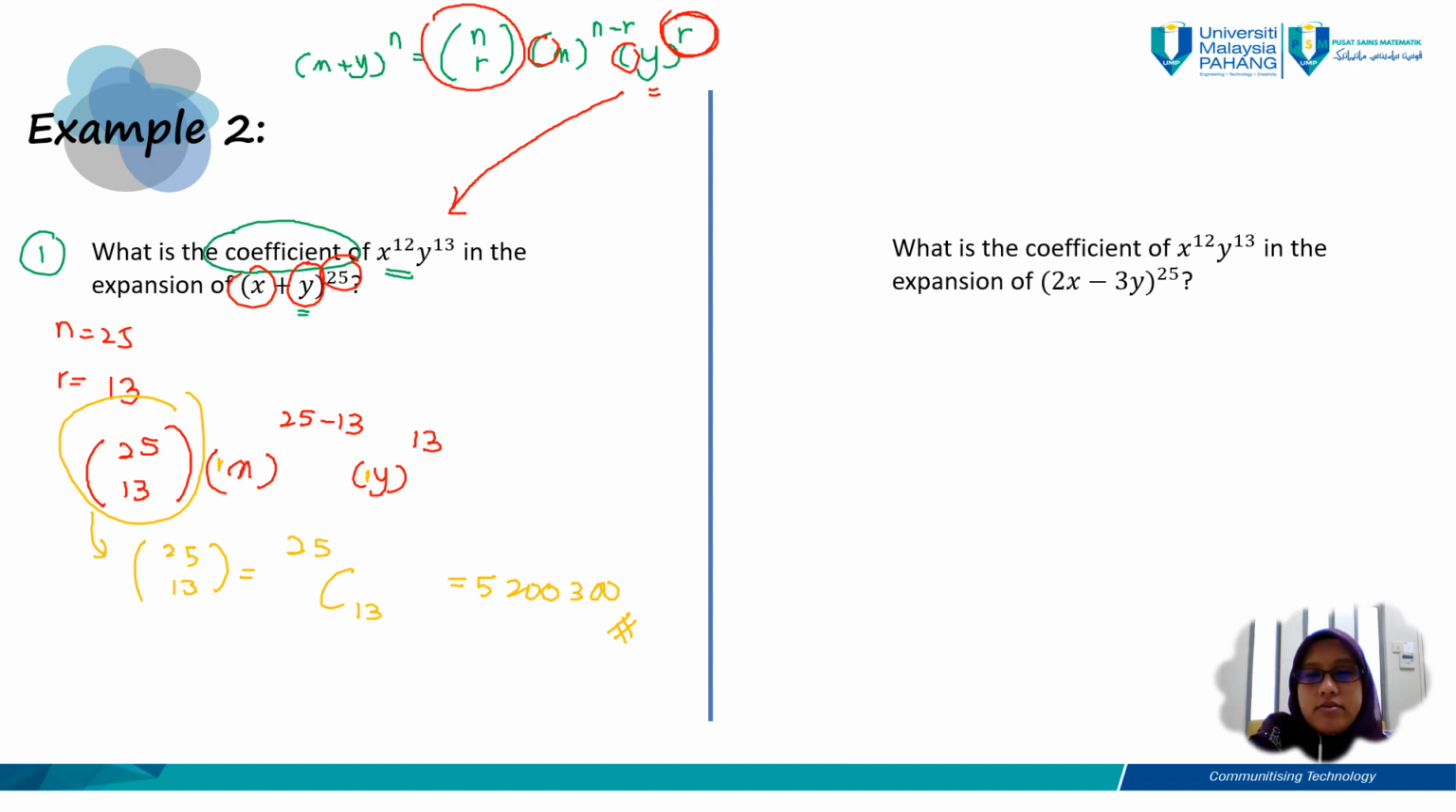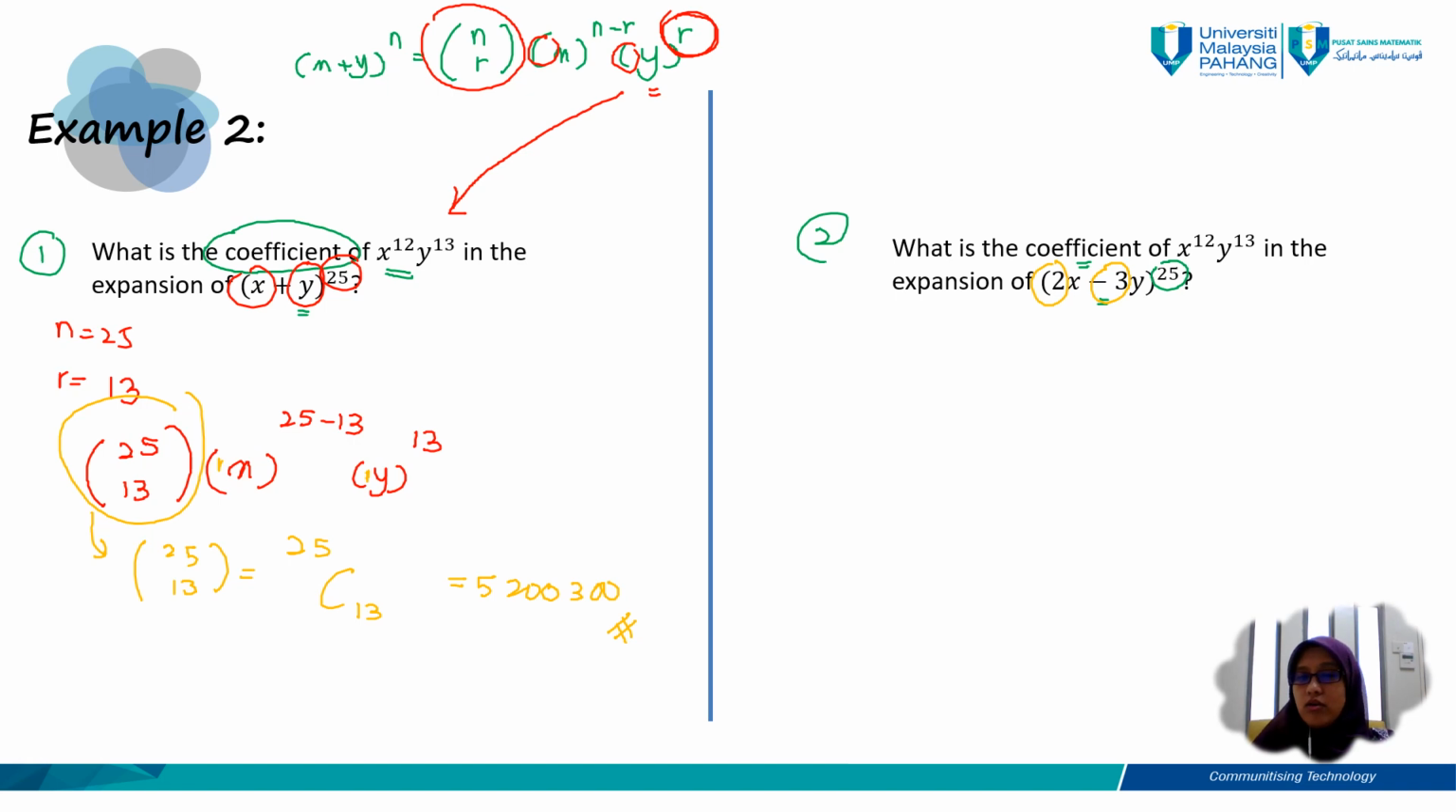Alright, so let's move to example number 2. Again, we are going to find the coefficient of x^12 y^13 in the expansion of (2x minus 3y) to the power of 25. So what is the difference between these two examples? For the first example, we just have x plus y only. But for this example, we have a coefficient for x, which is 2, and a coefficient for y, which is minus 3.